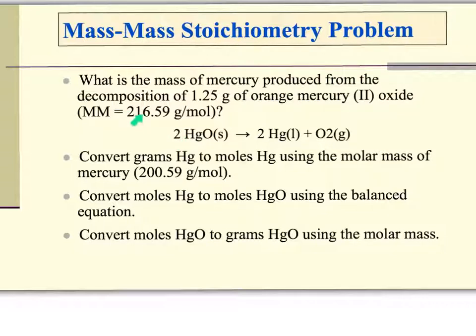What we need to do is identify chemical A and chemical B. So as we look at this, mercury(II) oxide will be chemical A and mercury will be chemical B. So here we have chemical A and here we have chemical B. We will convert the mass of mercury oxide to moles using the molar mass, convert the moles of mercury oxide to moles of mercury, and then finally convert moles of mercury to grams of mercury.